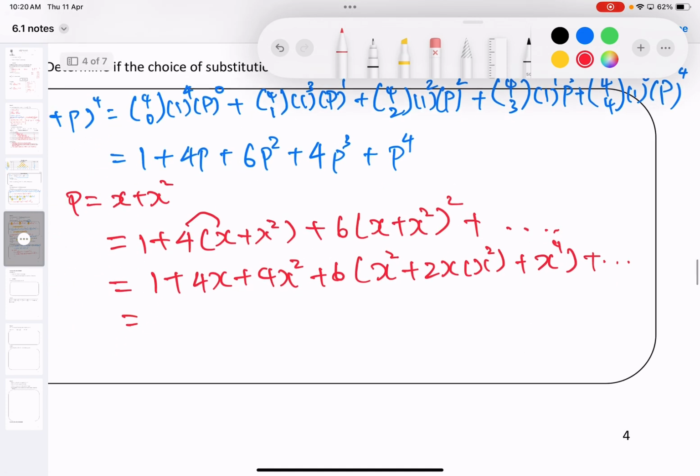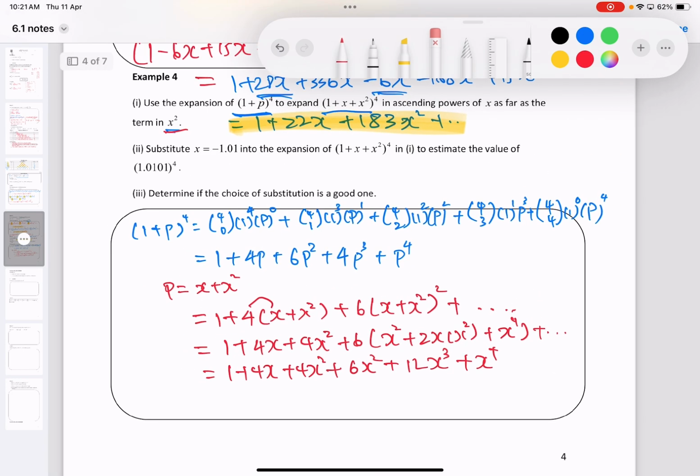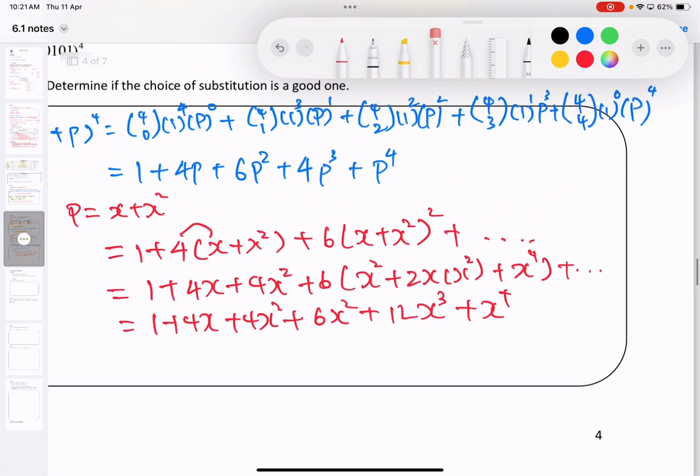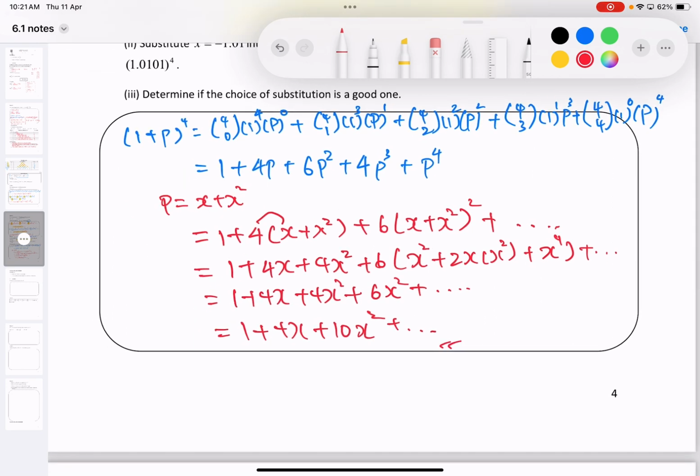Okay, let's do a final one. 1 plus 4x plus 4x squared plus 6x squared plus 12x cubed plus x to the power of 4. But we can ignore all the powers that are larger than x squared. So actually this one I don't need. That makes it a lot simpler. 1 plus 4x plus 10x squared. Can or not, ladies and gentlemen?